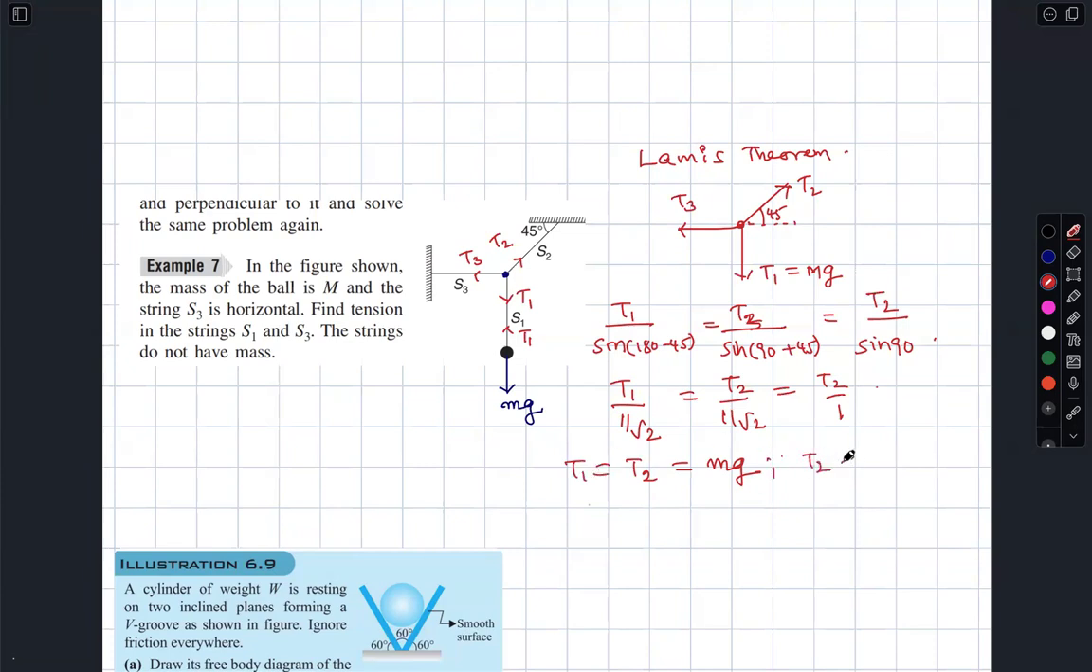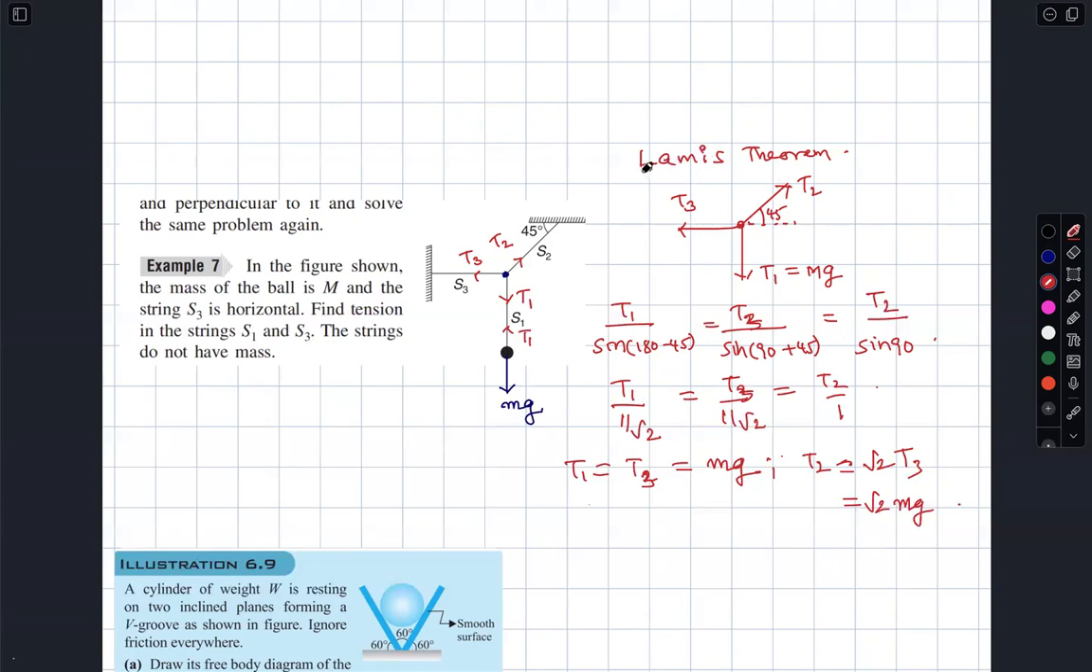What about T3? T2 is root 2 times T3, which is root 2 mg. So I have given you the magnitudes. Now I am asking you, do you have any doubt in this question?